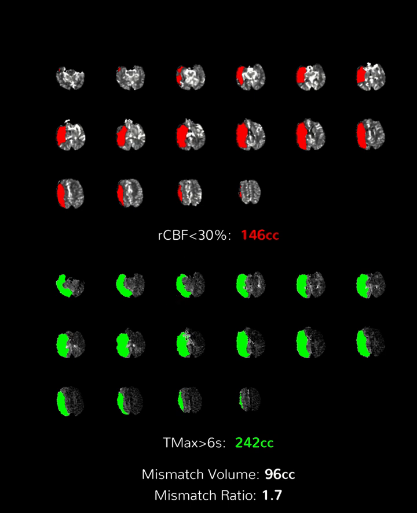So basically we are just going to subtract this number from this. This is the tissue at risk. Tmax more than 6 is tissue at risk, or penumbra, which is 242 cc, and this is the estimation of the core infarct, the tissue that is already dead. So based on these two numbers, we find the mismatch volume, which is going to be 96 cc. So still a lot of volume, 100 cc of the brain parenchyma can be salvageable.